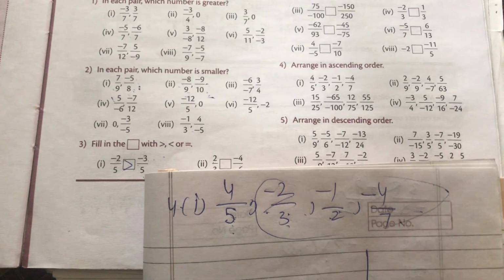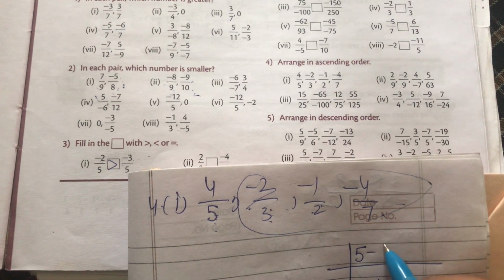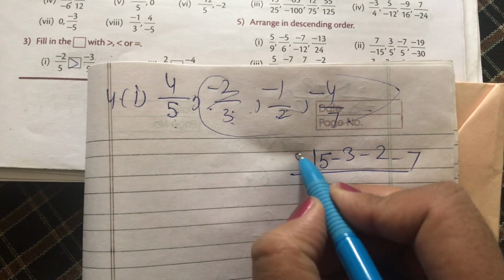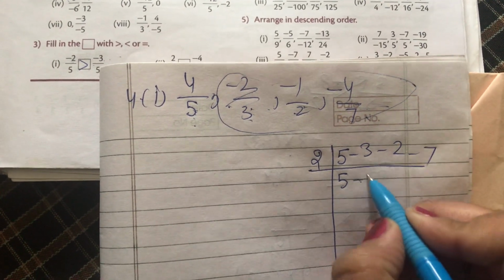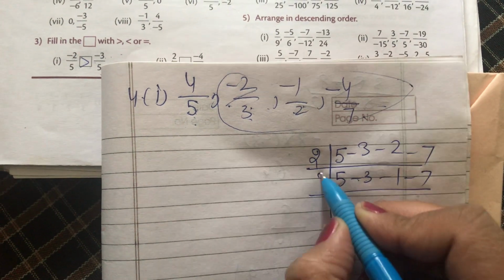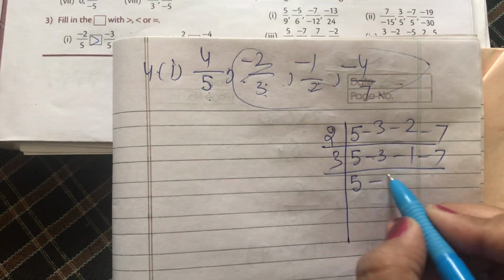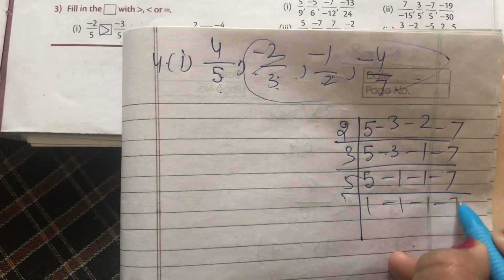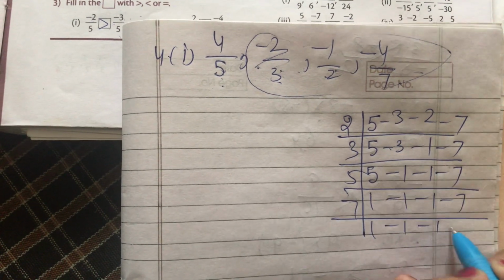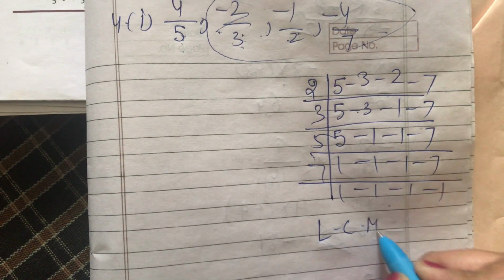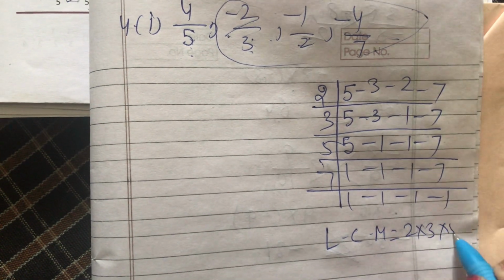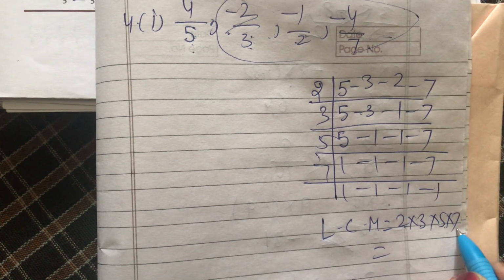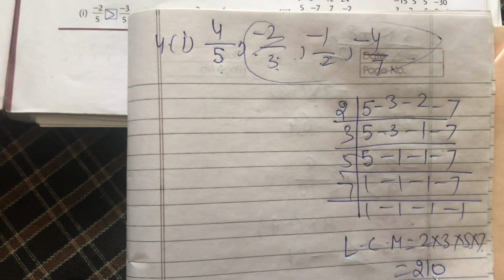So we will take the LCM of 5, 3, 2, 7. All are prime numbers. First of all we will divide by 2, 5 as it is, 3, 1 and 7. Then with 3, 5 as it is, 1, 1, 7. Then divide with 5, then with 7. Now the LCM is 2 into 3 into 5 into 7. 2 3s are 6, 6 5s are 30. 30 multiplied by 7 gives us 210.